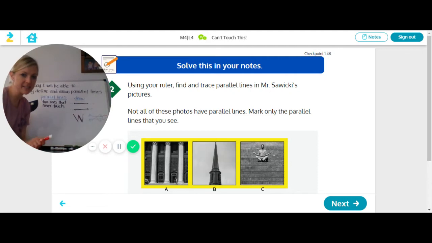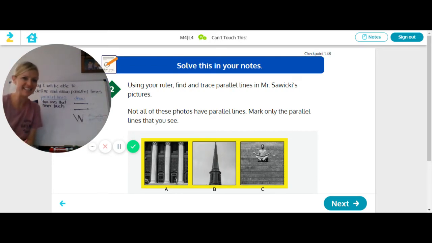All right, scholars, so let's take a look here. Let's look at A. In A, I see 3 columns, and I see lines on either side of those columns that are 2 lines that would never touch. In B, I see the top of almost like a steeple part of a building, and I see 2 lines that do touch at the top, so they would not be parallel.